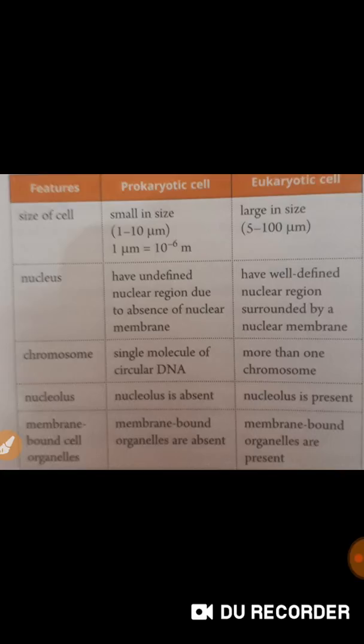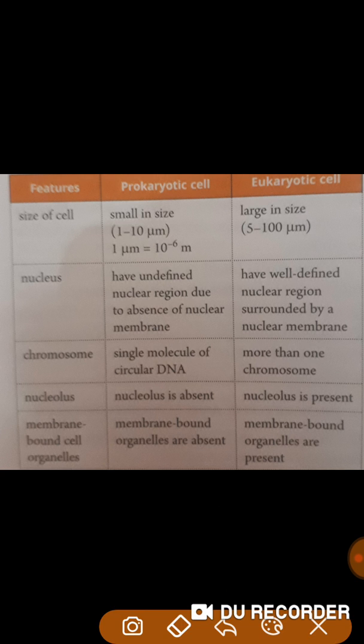Size of the cell is the feature, the parameter. Prokaryotic cells are small in size, 1 to 10 micrometer. Eukaryotic cells are large in size, 5 to 10 micrometer. Our yesterday's topic was the size of cells, so you can relate that topic to this. Then, for the nucleus, prokaryotic cells have an undefined nuclear region due to absence of nuclear membrane. Eukaryotic cells have a well-defined nuclear region surrounded by a nuclear membrane.